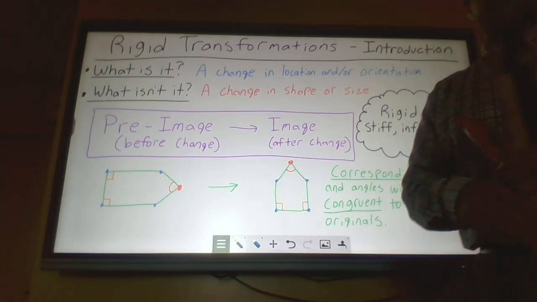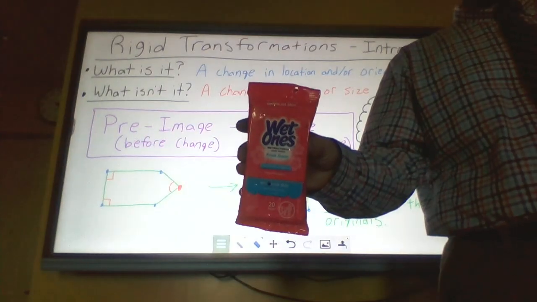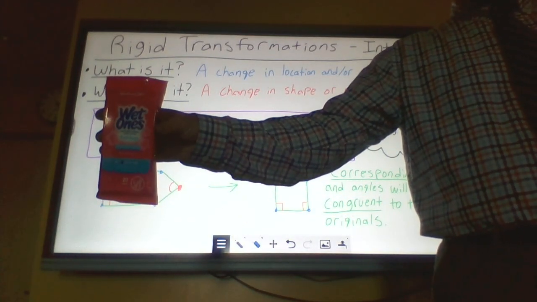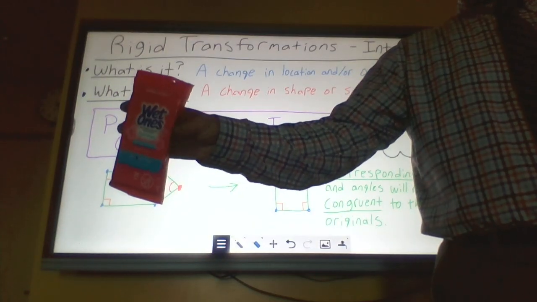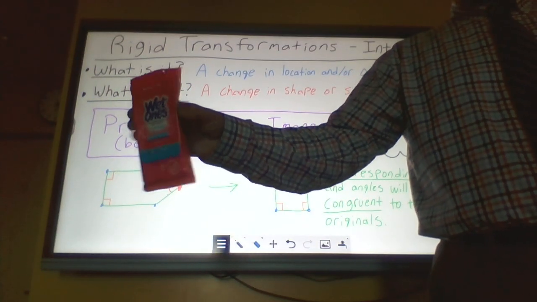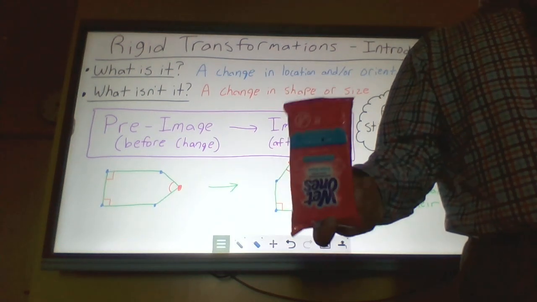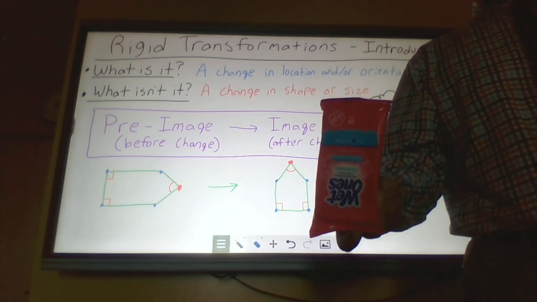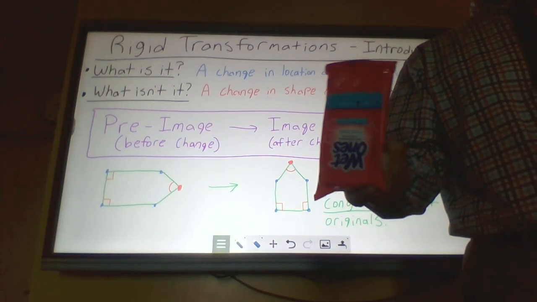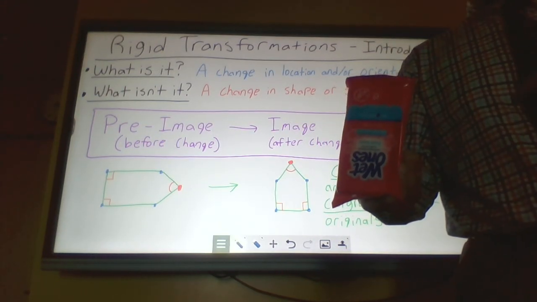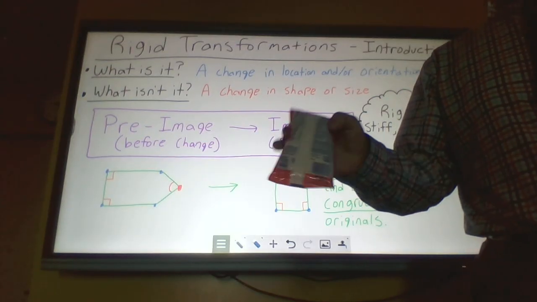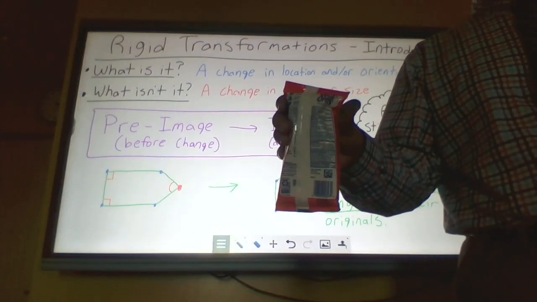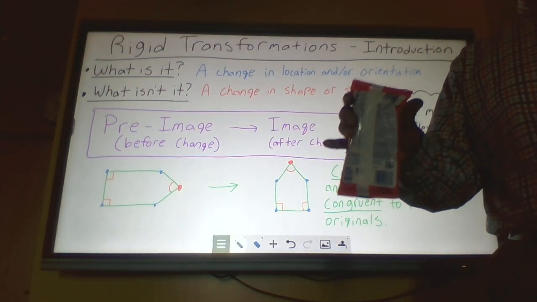So for example, if I have this package of wet ones, and I move it over here, it's still a package of wet ones. It still is familiar to us as a package of wet ones. If I turn it upside down, it's still a package of wet ones. You can still tell where the top of it is, or is supposed to be, is down here now, and where the bottom of it is, which is up here now. We could even flip it over, and we're looking at the back side now. But we still know that this is the same old package of wet ones that we've had the entire time.